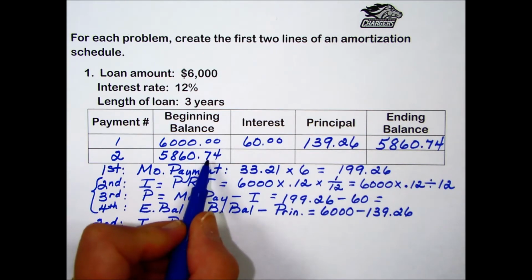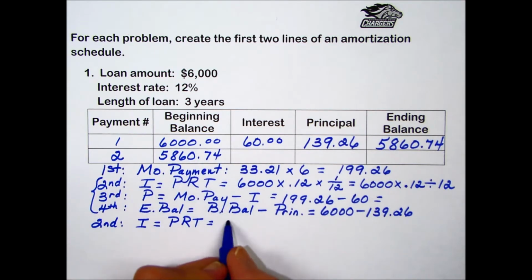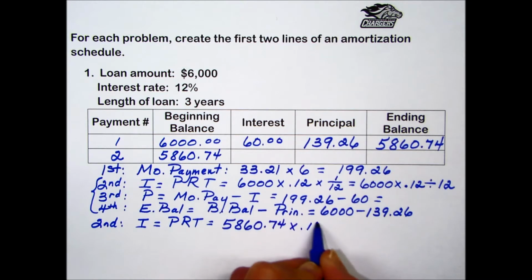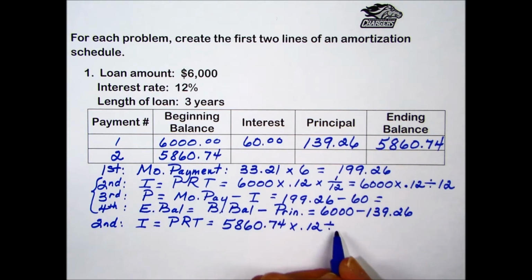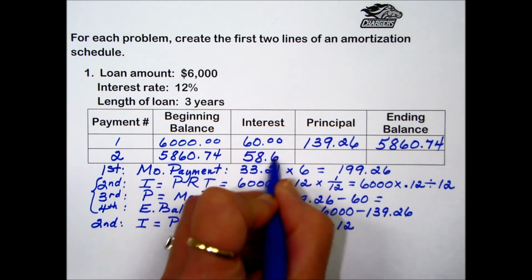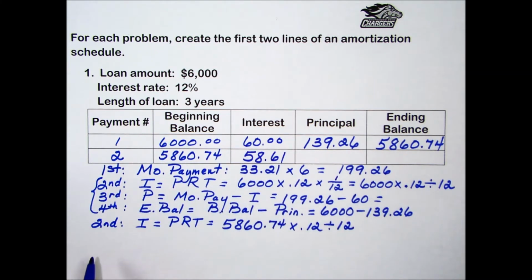However, we don't go back to the $6,000. A payment has been made. The amount owed is less. We'll use that beginning value times the interest rate, and in lieu of multiplying by 1/12, the time between payments, we'll divide by 12, an equivalent to the 1/12 time. That results in a lesser amount, and that's because we have less owed at the beginning of the second payment versus the first.